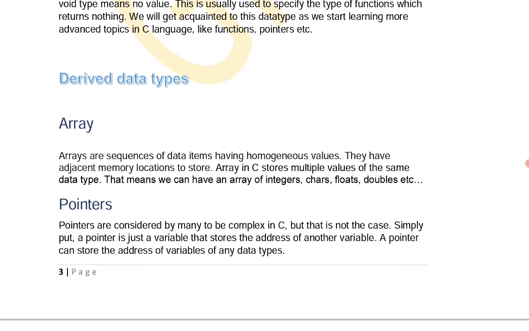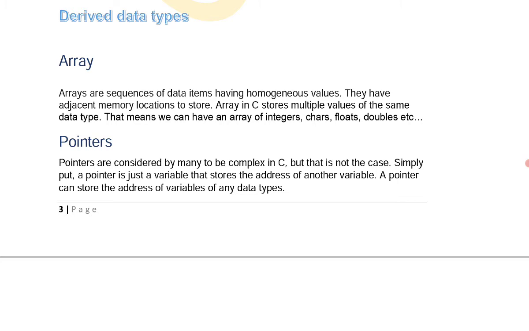Now, derived data types. As we know, data types are basically two types, not only in C language but in other languages also, like C++ and Java. First one is primary data types or primitive data types. Second one is derived data types.